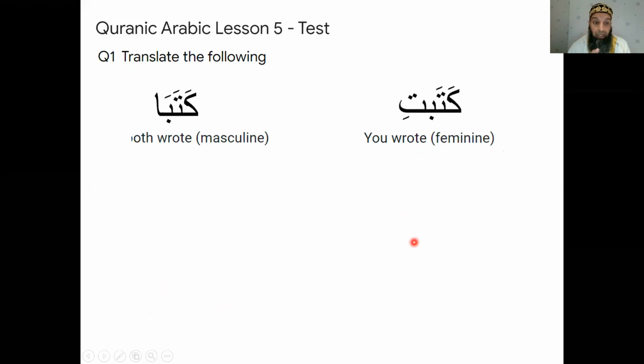So kataba means they both wrote. They both wrote. And look at the difference. Kataba means he wrote. Kataba, them two wrote. Can you see the difference? Kataba and kataba mean two different things.